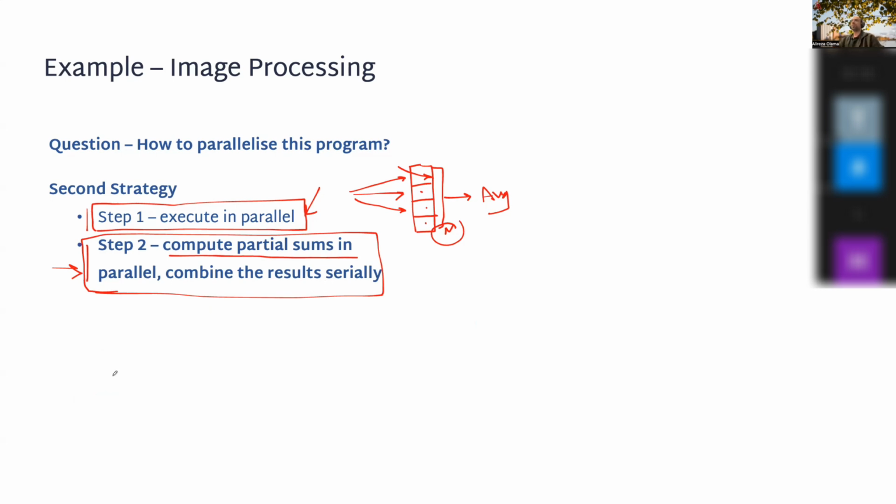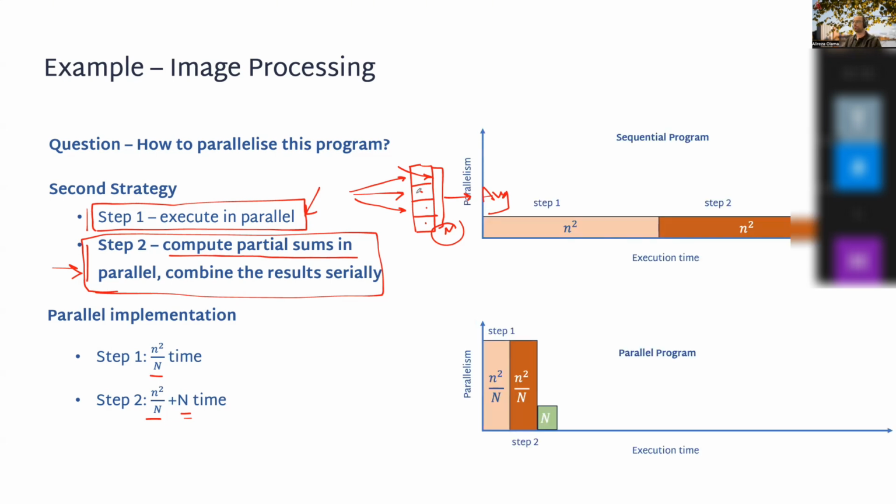So in step one, we have n squared divided by n, and for step two, we have n squared divided by n to compute the partial sums, and then we need n more operations to do this serial sum, right? So if we visualize it now, this is the parallel portion of our algorithm, and this is the serial portion of our algorithm. So we see that we still have a serial bottleneck, right?